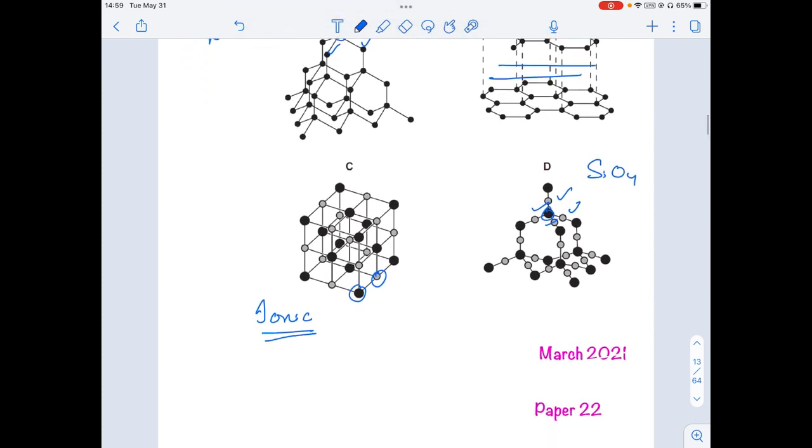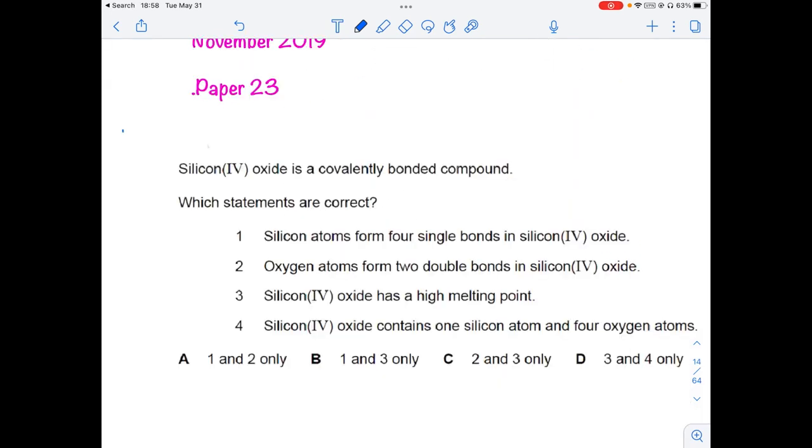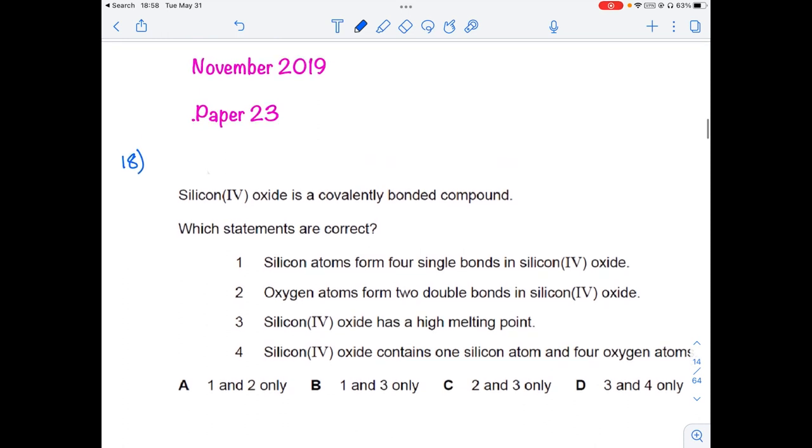And that was a question from March 2021, paper 22. Coming to the next question, question number 18. It is from November 2019, paper 23. Silicon oxide is a covalently bonded molecule. So silicon oxide is going to be nothing but what? A macromolecule, a very large molecule.